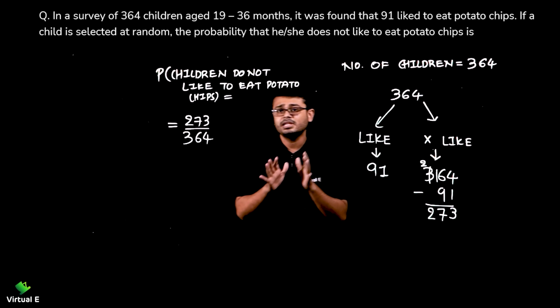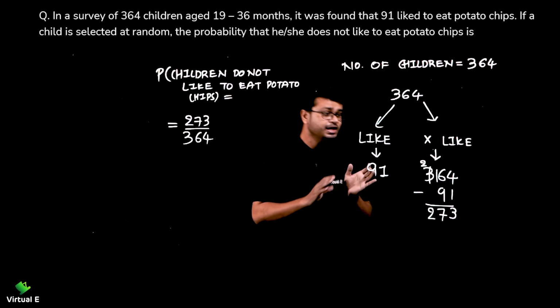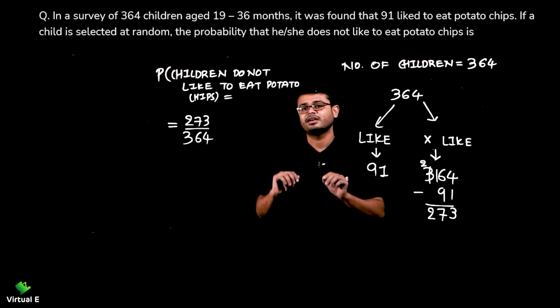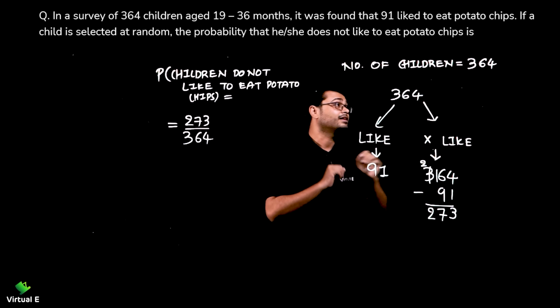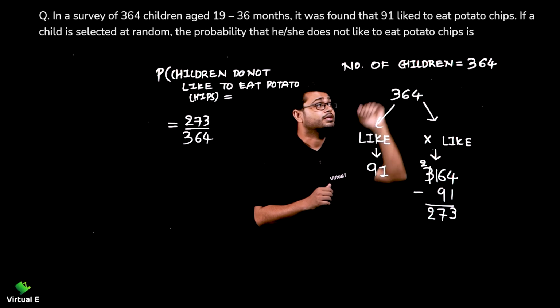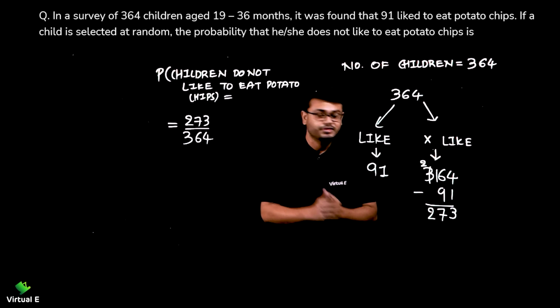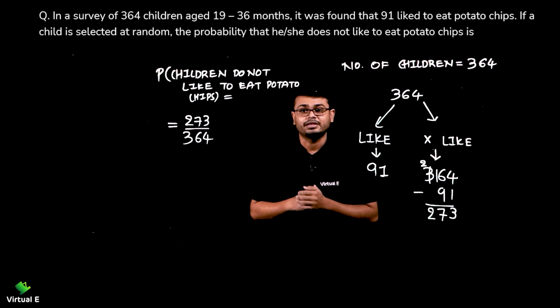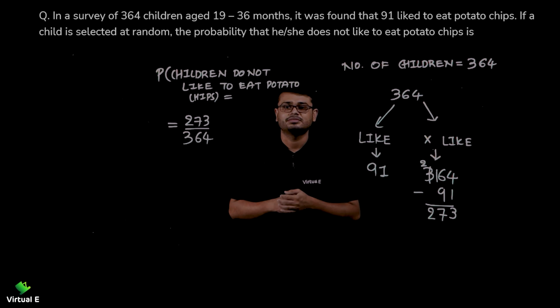So this was very simple, right? One piece of information was given and we are supposed to find the probability about the information which is not given, but we can get it indirectly. That is by subtraction of these two numbers, total 364 minus 91, so we get 273. So this is how we get the probability. Let's move to the next question.